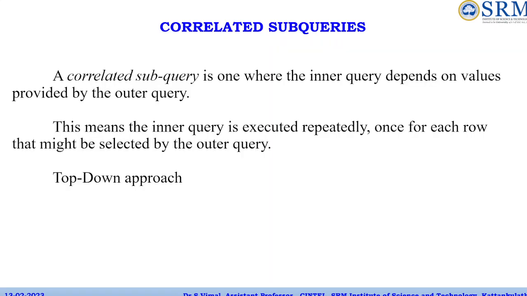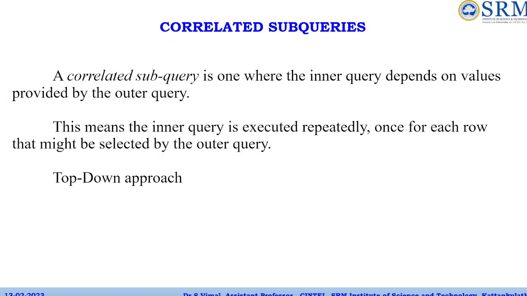Then we'll move to the correlated subqueries. Correlated subqueries are also called interrelated subqueries. So the inner query and the outer query are interrelated. Based on the result of the outer query, the inner query will be processed. Based on the inner query result, the outer query may also give the result.